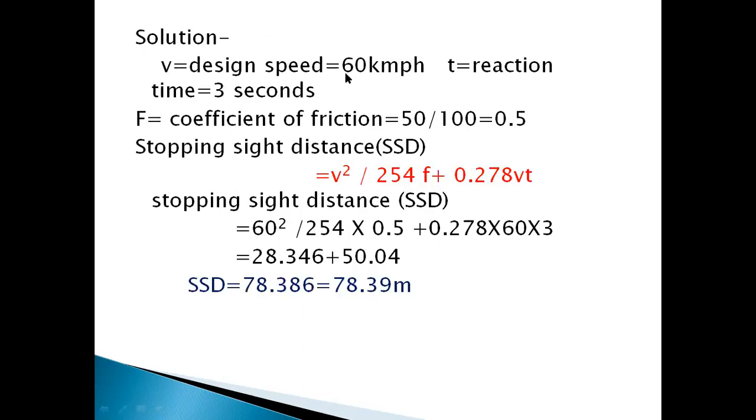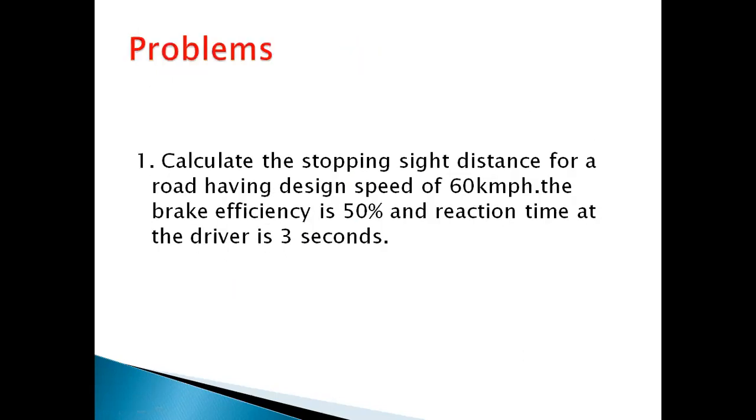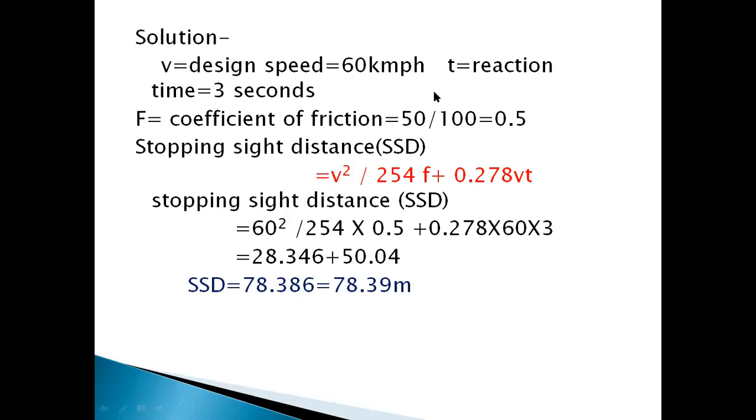Now see the solution. V, the design speed, is equal to 60 kilometer per hour. It is given in the problem. Then reaction time t is equal to 3 seconds. Brake efficiency is 50%, so the coefficient of friction is 50 divided by 100, that is equal to 0.5.